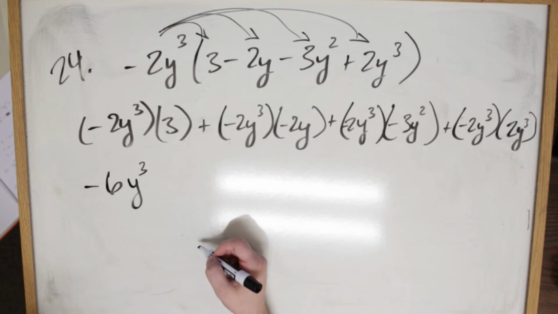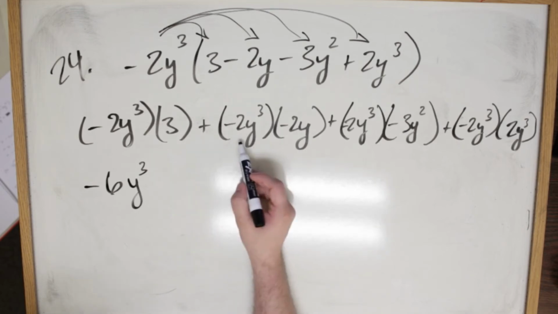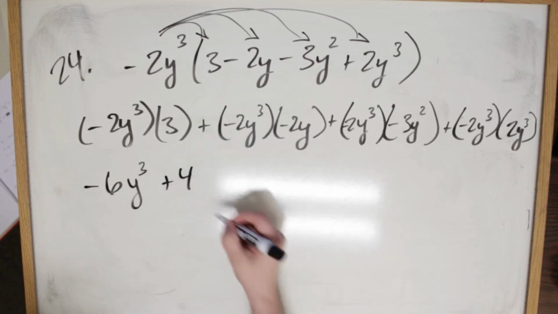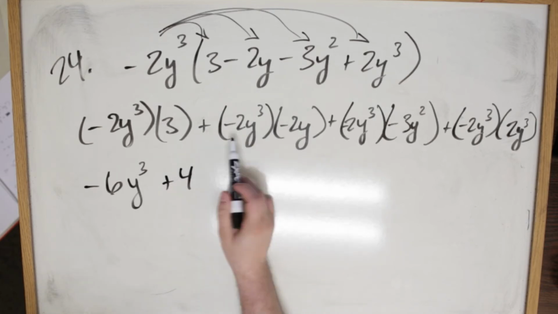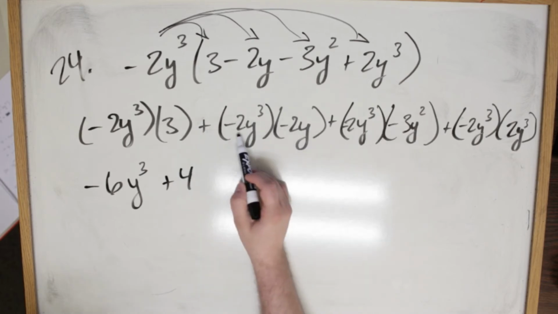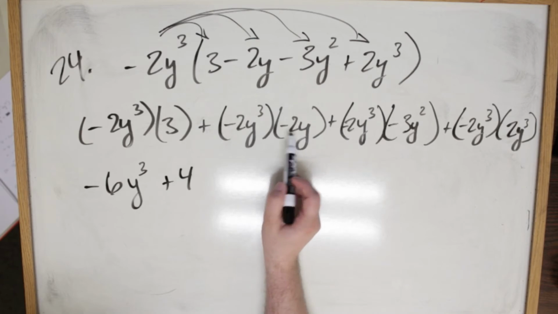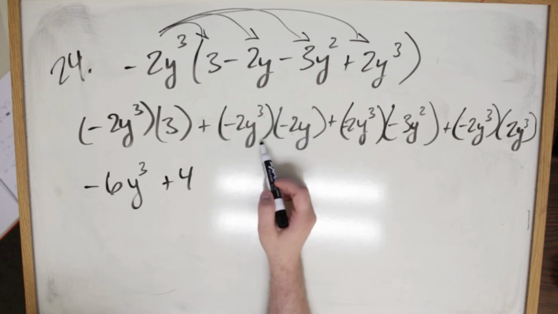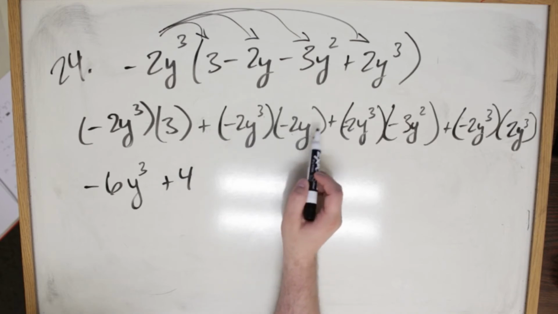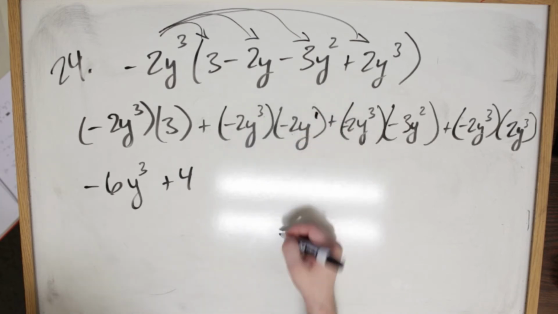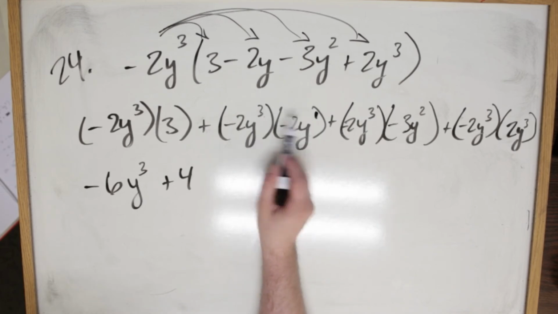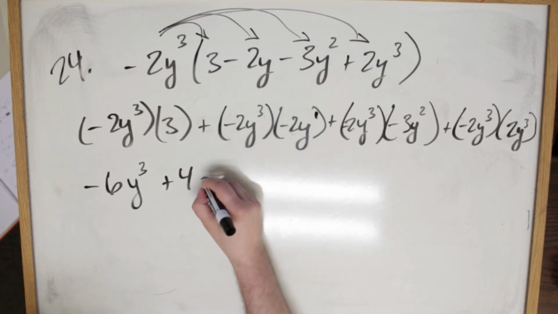Then we have, let's see, minus 2 times a minus 2 is going to be a plus 4. So you can kind of see I'm working each thing separately. I write it all out, then I do the numbers multiplied by each other, and then I take care of the variables. So minus 2 times a minus 2 is a positive 4. Y to the third, y to the first. Again, you can think of that as y to the first. I'm going to add those exponents. So 3 plus 1 is 4. So this is y to the fourth.